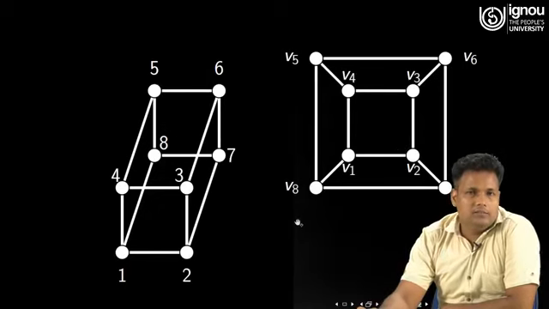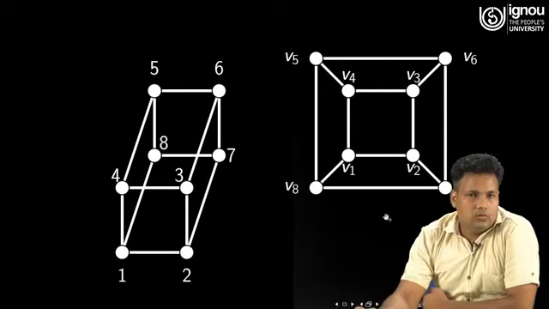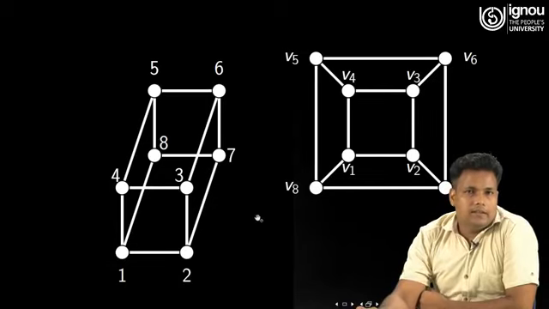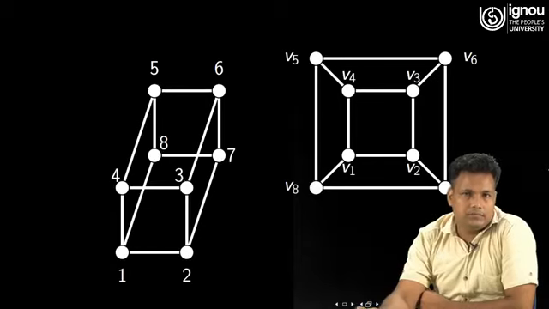Now you can check that this mapping is essentially an isomorphism. To show a mapping which is an isomorphism, you have to first show that the mapping is one-one and onto. It is a bijection, right? So clearly it is a bijection because both have the same number of vertices, and we have mapped each vertex to each vertex here.